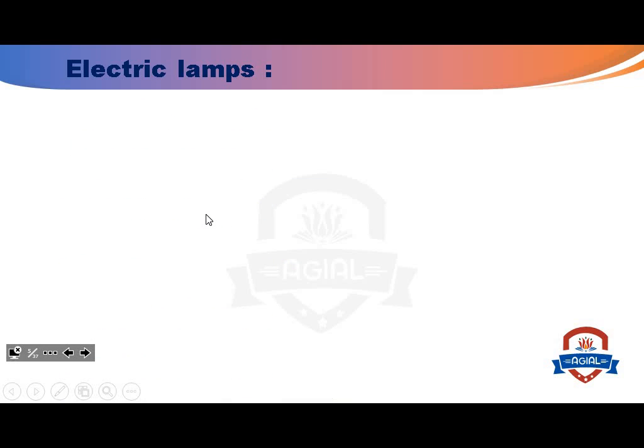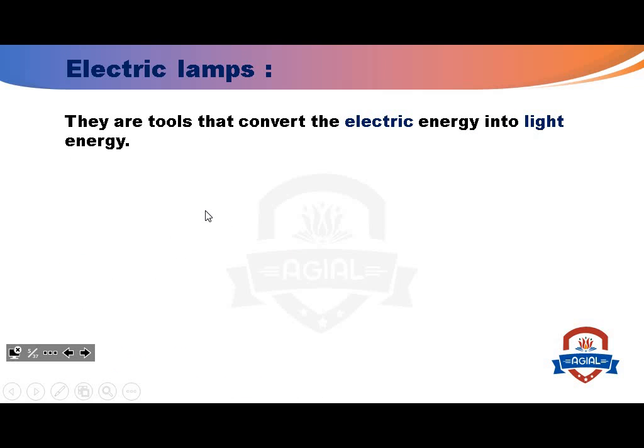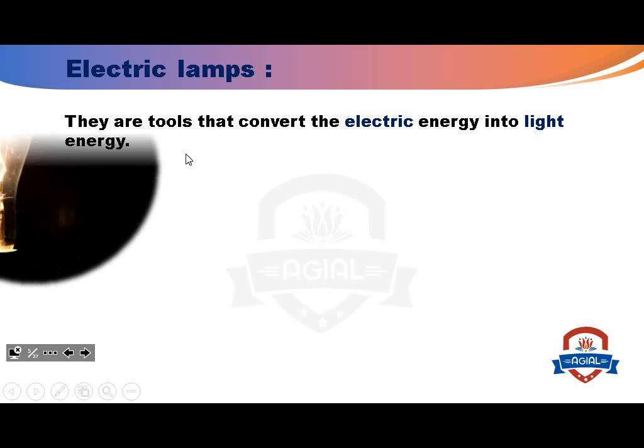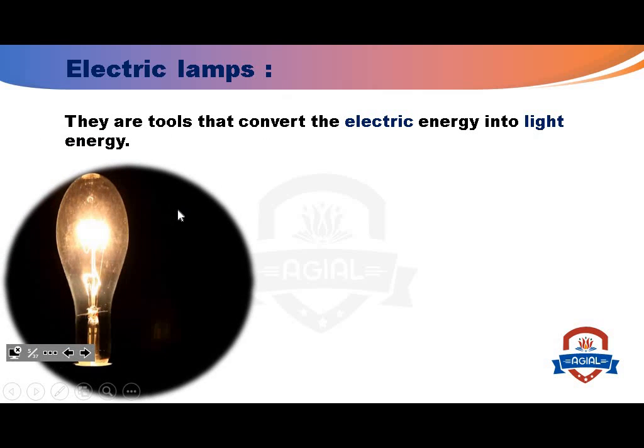First, electric lamps. What's the meaning of electric lamps? They are tools that convert the electric energy into light energy. So again, what's the meaning of electric lamps? They are tools that convert the electric energy into light energy.